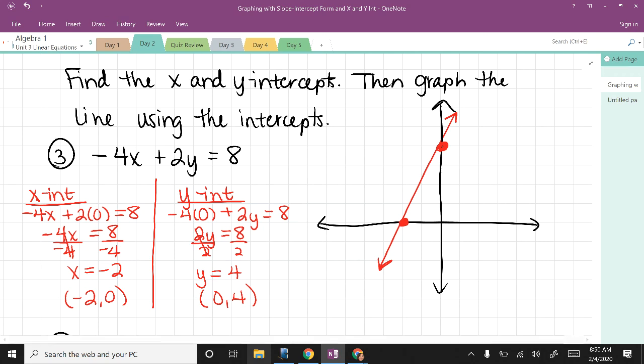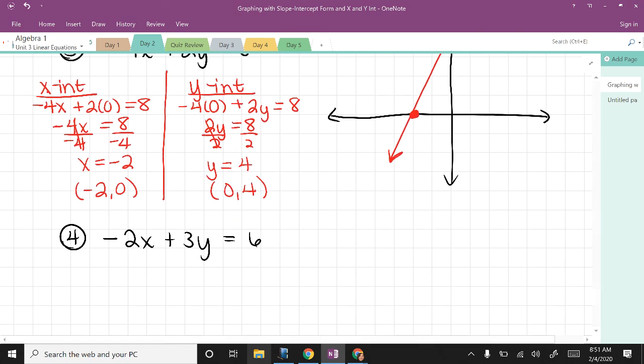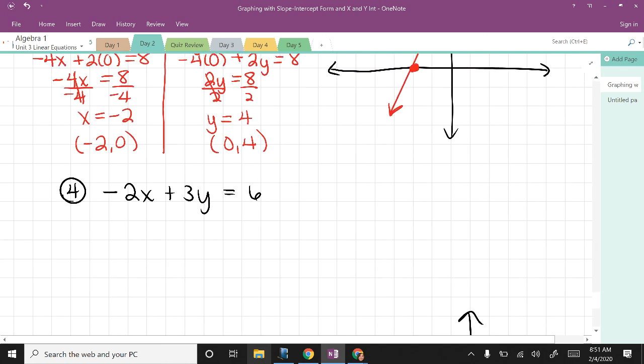So on the quiz tomorrow, you're going to have to follow directions. If it says graph using slope-intercept form, then you're going to do y equals mx plus b, start on the y-axis, do rise over run. Right? If it says graph using intercepts, you got to plug 0 in for the opposite, get your 2 points, and graph them one on each axis. So you got to know the difference and be able to follow directions. Got it?